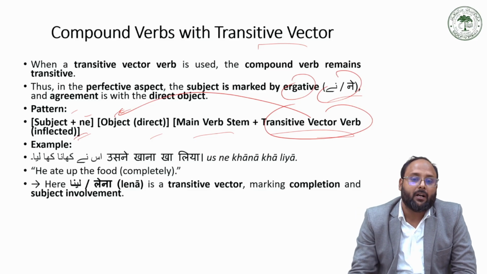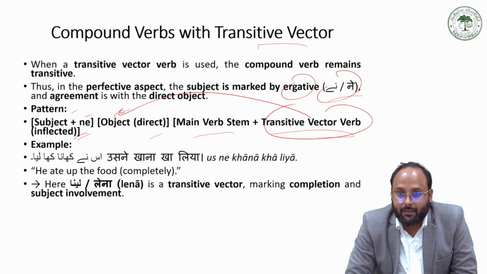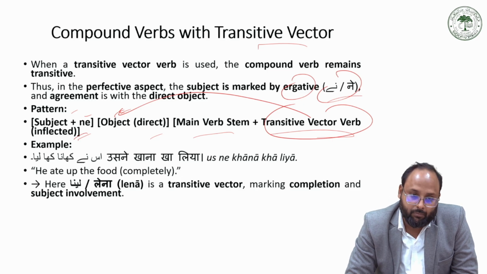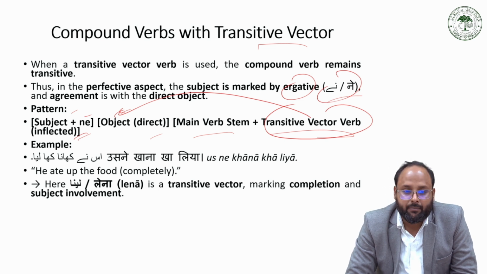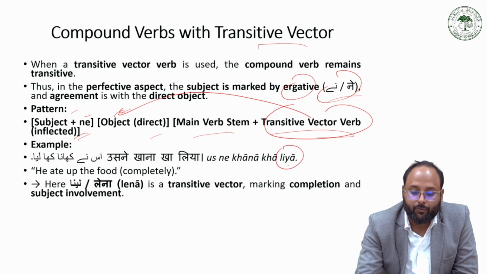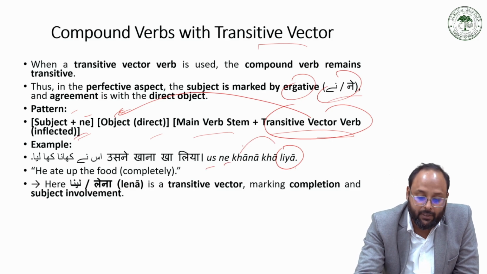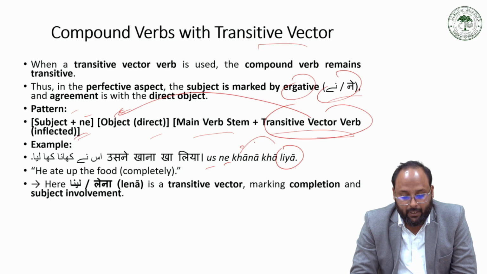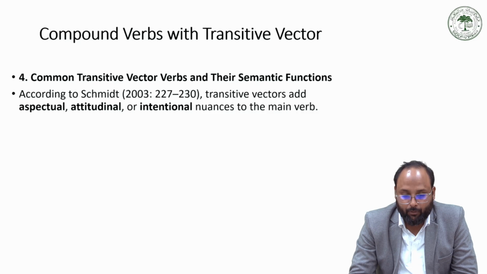So उसने खाना खा लिया. Liya is the transitive vector verb. Khana kha is also a transitive main verb. So it will take the object khana, and it also takes the ergative ne because of the transitive vector liya. Because of this transitive vector liya, the subject takes the ergative ne and it also takes the object. Khana kha liya, like here the lena is the transitive vector marking completion and subject involvement.